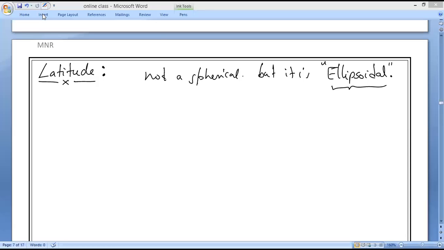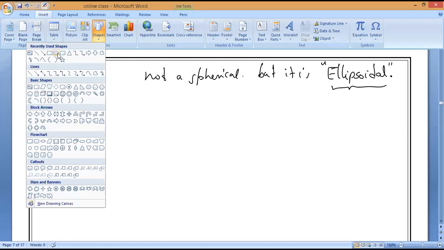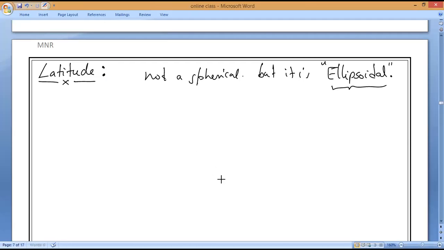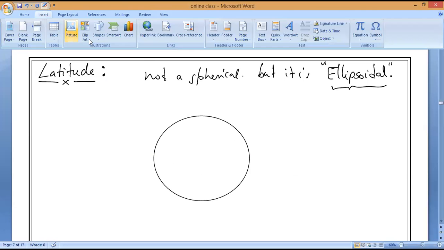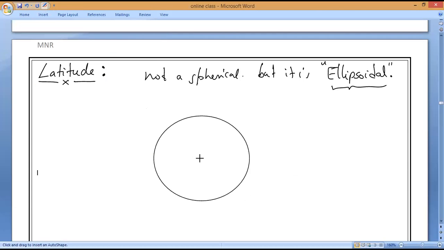Now, I will take this Earth. Can you able to see my screen? Yes, sir. So let me consider this is our Earth. Now, as we know, our Earth is having the center point. So let me make the center so that everybody can understand. This is my center I will assume.